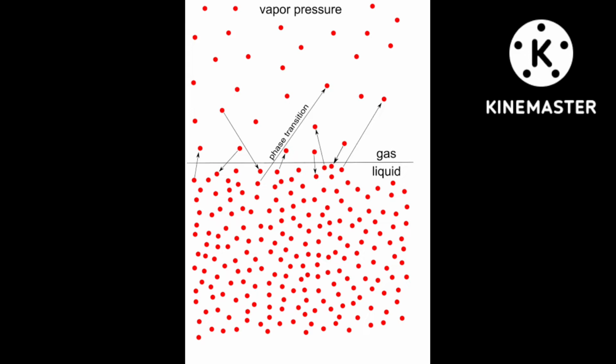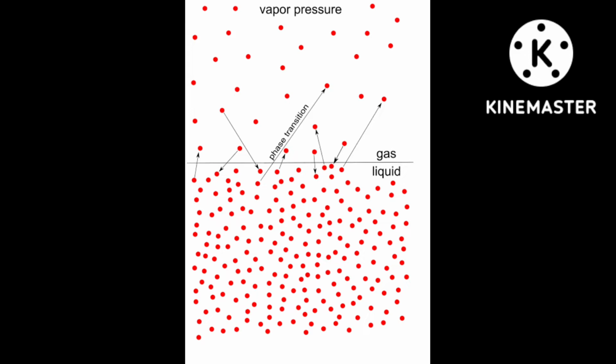It will create more and more vapor, and that vapor will create pressure on the surface. When this vapor pressure becomes more and more and becomes equal to atmospheric pressure, then water will boil. At that time, what was the temperature? The temperature at which vapor pressure becomes equal to atmospheric pressure is called the boiling point.